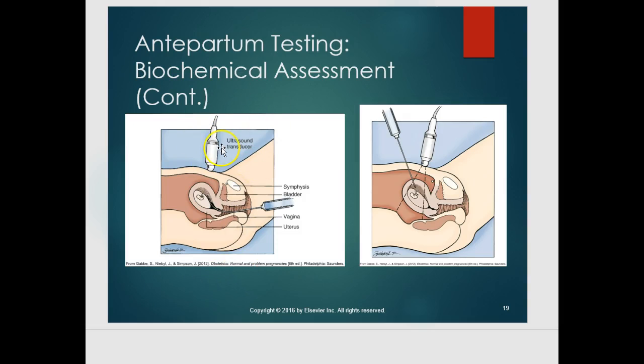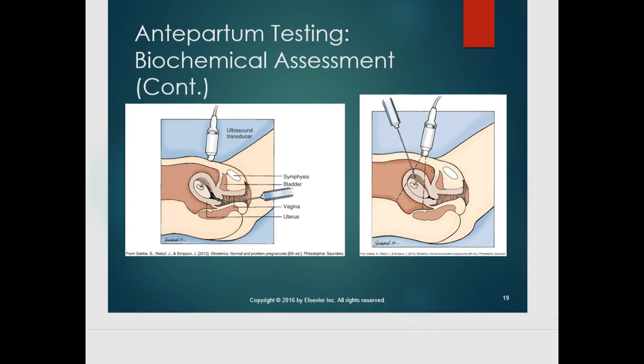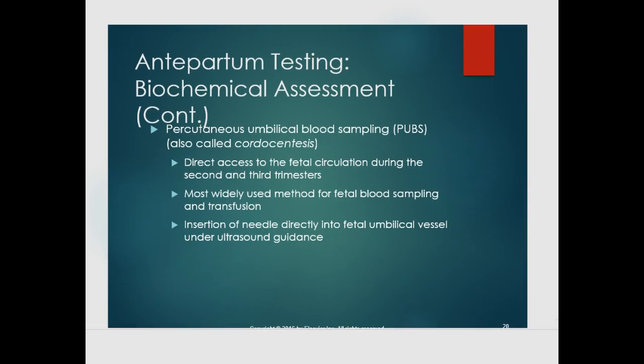Here is how they do it again. Here's the ultrasound. You can go transcervically, get a little piece of the placenta, and then this is transabdominally. They take the ultrasound, look here, and then they take the needle and come in this way transabdominally and get a piece of the placenta.